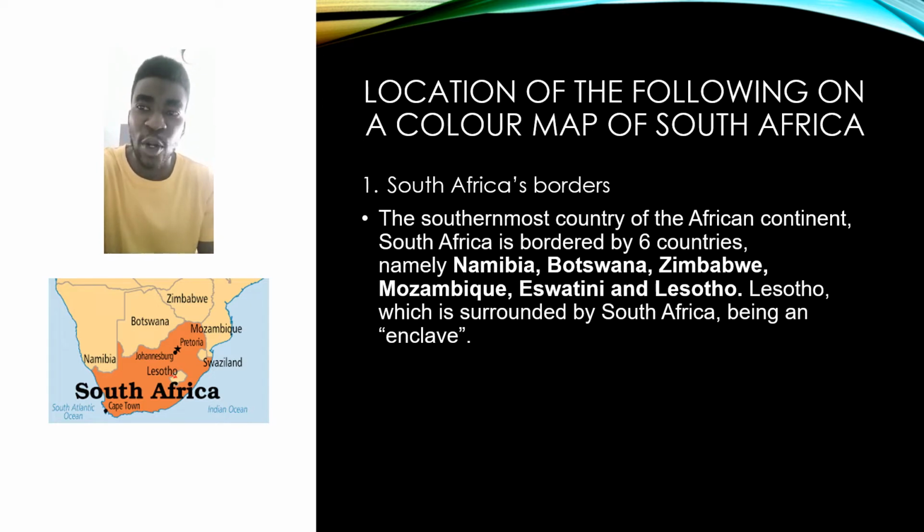We're going to be looking at the location of different aspects on the colour map of South Africa. First, we're going to be focusing on South Africa's borders. South Africa is the southernmost country of the African continent. It is bordered by 6 countries: Namibia, Botswana, Mozambique, Zimbabwe, Eswatini, and Lesotho. Lesotho can be called an enclave because it is found within the borders of South Africa.